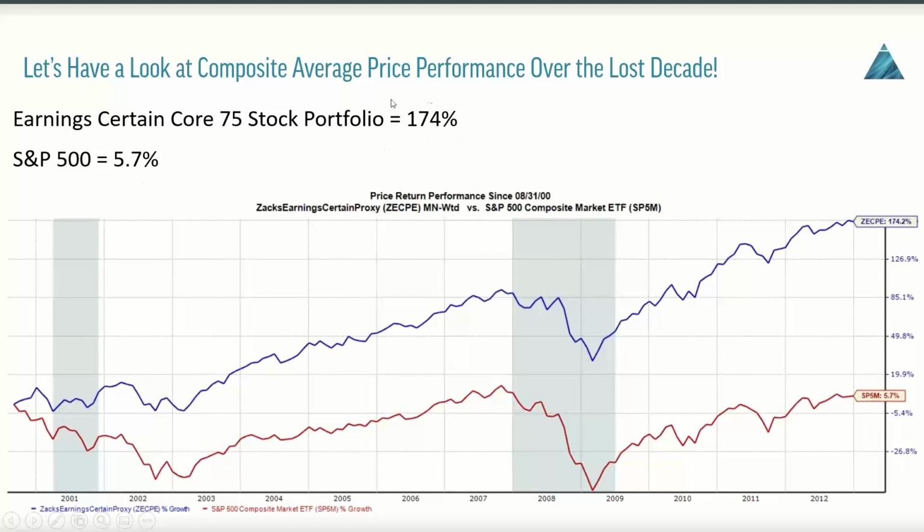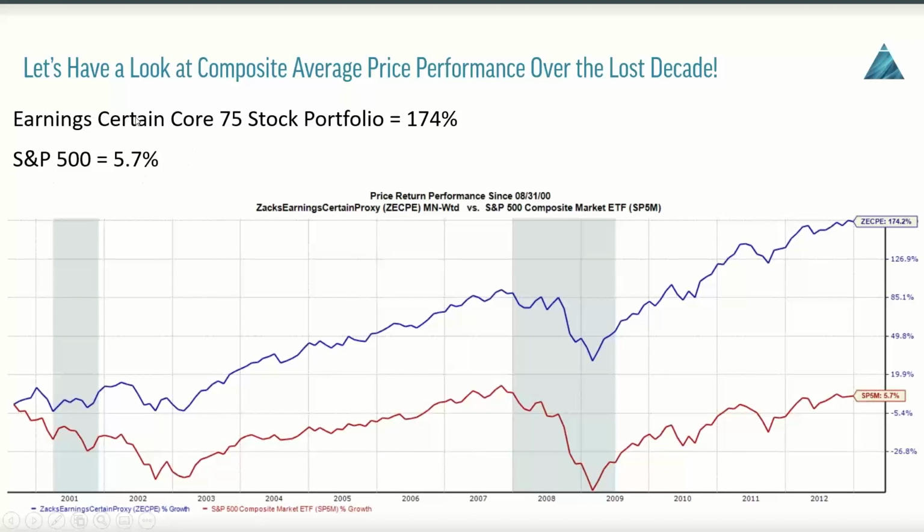Earnings Certain Core 75 stock portfolio increased 174%. And we would expect that off the back of 400% earnings growth, relative to earnings growth for the S&P 500 that was only roughly 100, and I can't remember what it was, in the mid 100%.